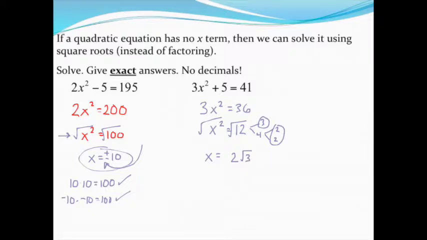Now remember though, there are 2 answers. One solution is positive 2 times the square root of 3, but we do have the negative version of that as well for my 2 answers, so don't forget that plus or minus sign.